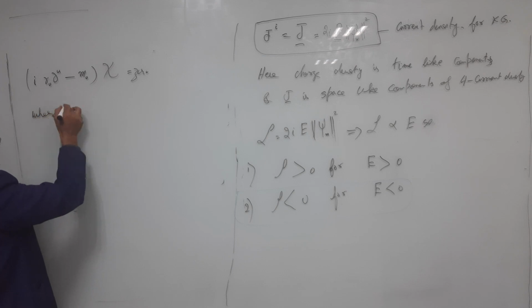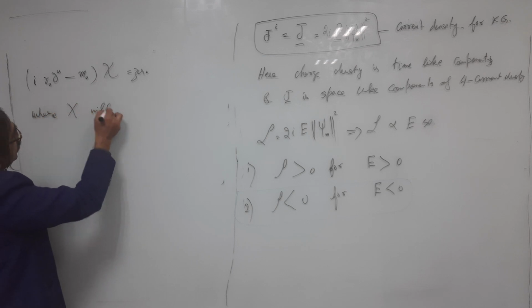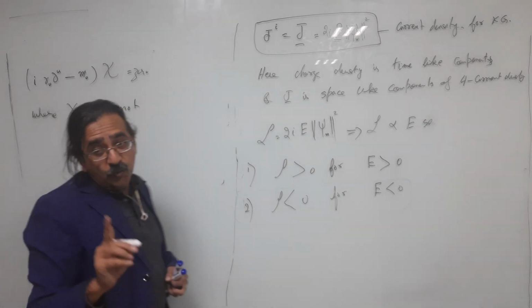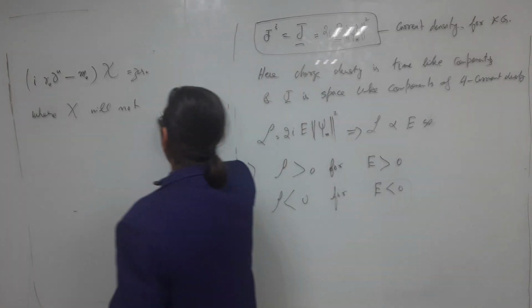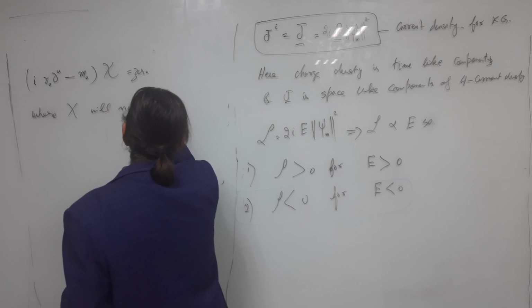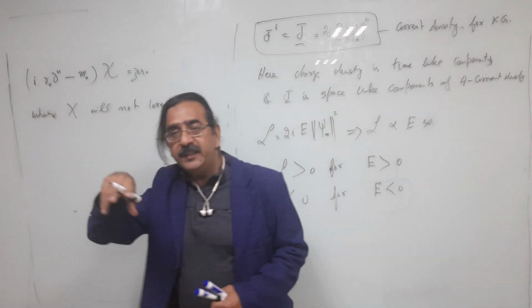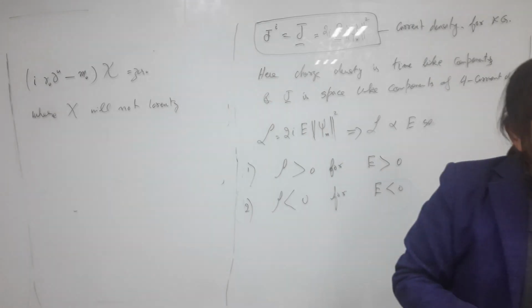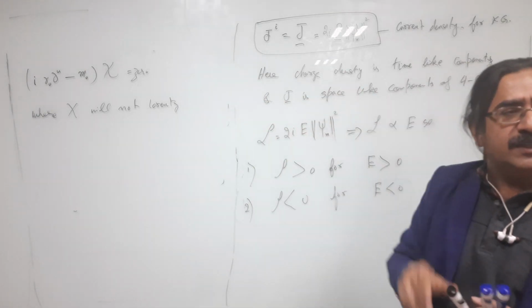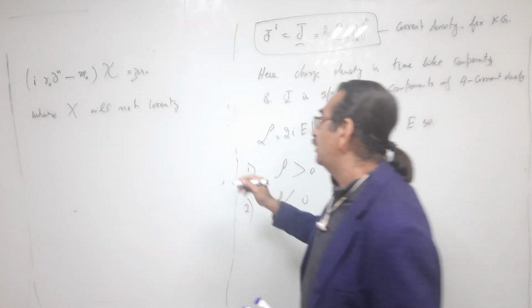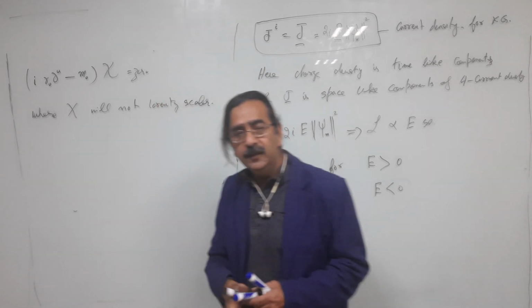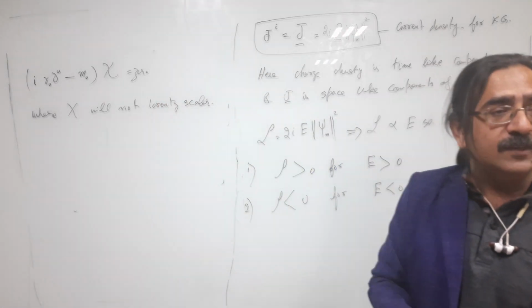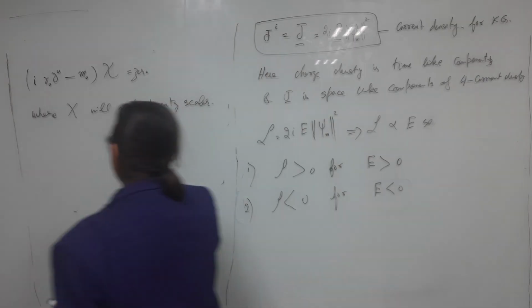Here he used x naught, which is not a Lorentz scalar. The KG equation was a Lorentz scalar. Why this one is not a Lorentz scalar, we will discuss in the next lecture. It was not a Lorentz scalar but a spinor.